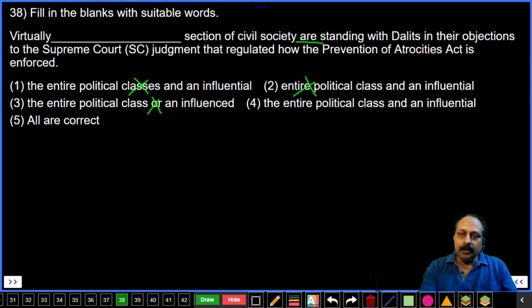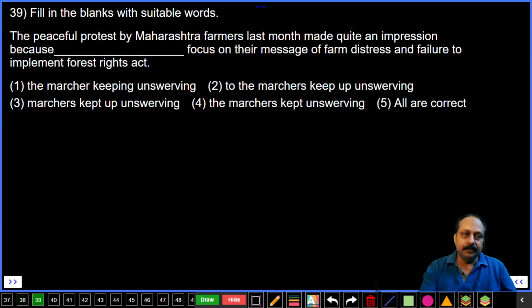The entire political class and an influential section of civil society are standing. The entire political class is a standard phrase, and an influential section of civil society. Answer is the fourth option. Again, based on grammar knowledge.